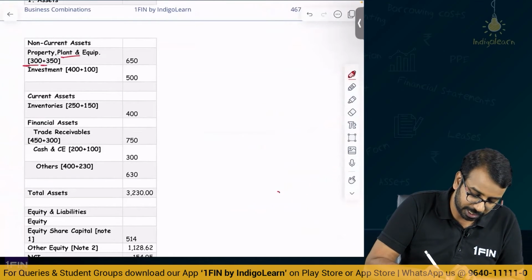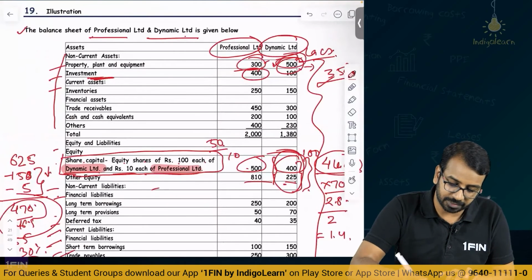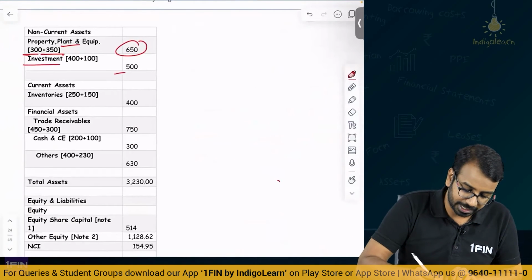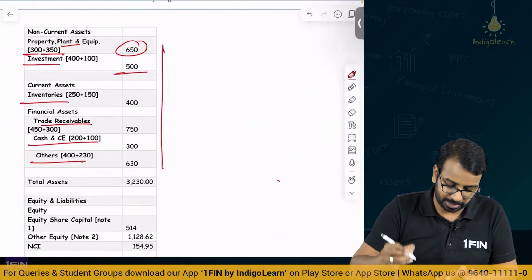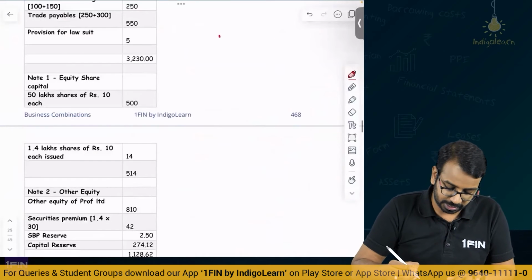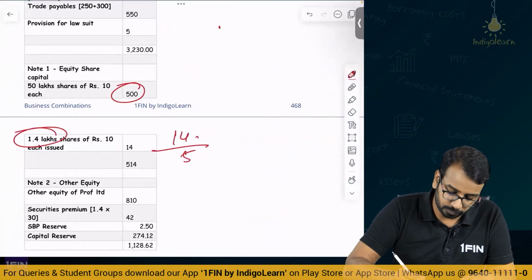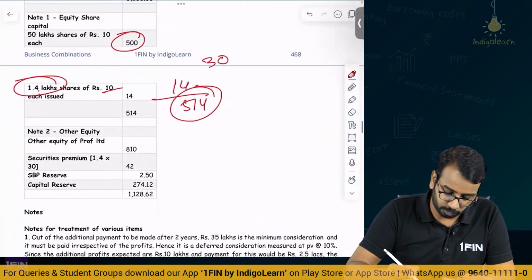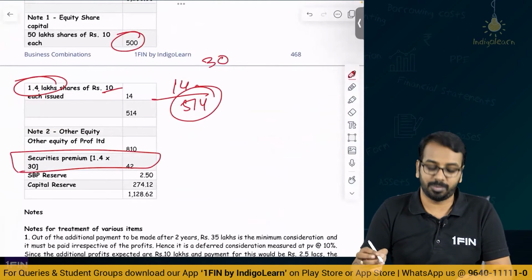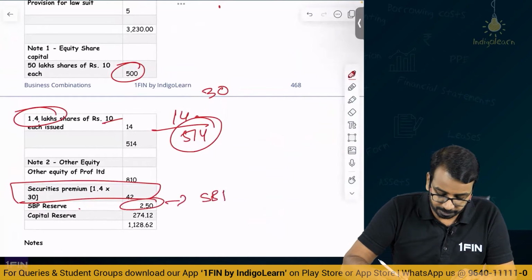So PPE 300 plus 350, that is 300 of this and 350 fair value of this. Like that you have to add all of these items line by line, inventories, trade receivables, cash, others, all of them line by line. Then equity and liabilities. Now what has happened here? Already we have 500, we have issued another 1.4 lakh shares, this is 14. So 514 should be added. Now sir, fair value is 30, this 30 into 1.4 will come here as securities premium, right? Then SBB reserve, this is your share based payment award. Capital reserve, this is your gain on bargain purchase.